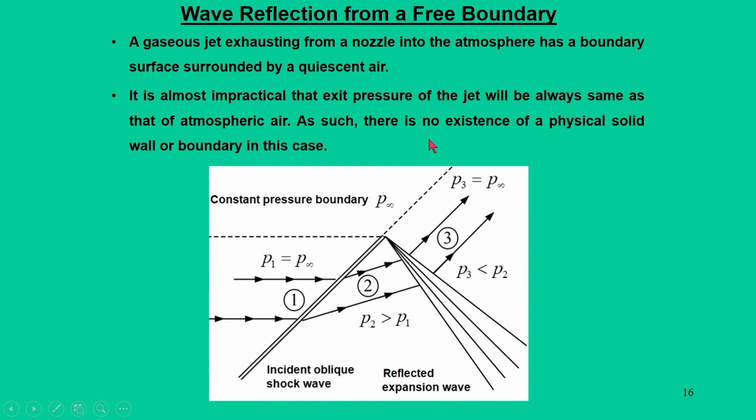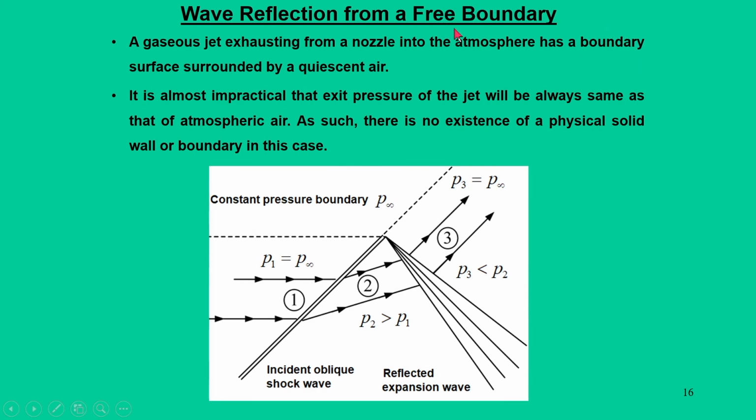Now, another interesting flow behavior of oblique shocks, we call this wave reflection from a free boundary. Till this point, whenever we are talking about reflection, refraction or intersection, the oblique shocks are formed when there is a compression corner or there is a physical wall. But what will happen if there is no such physical boundary? Then we can say it is a free boundary.